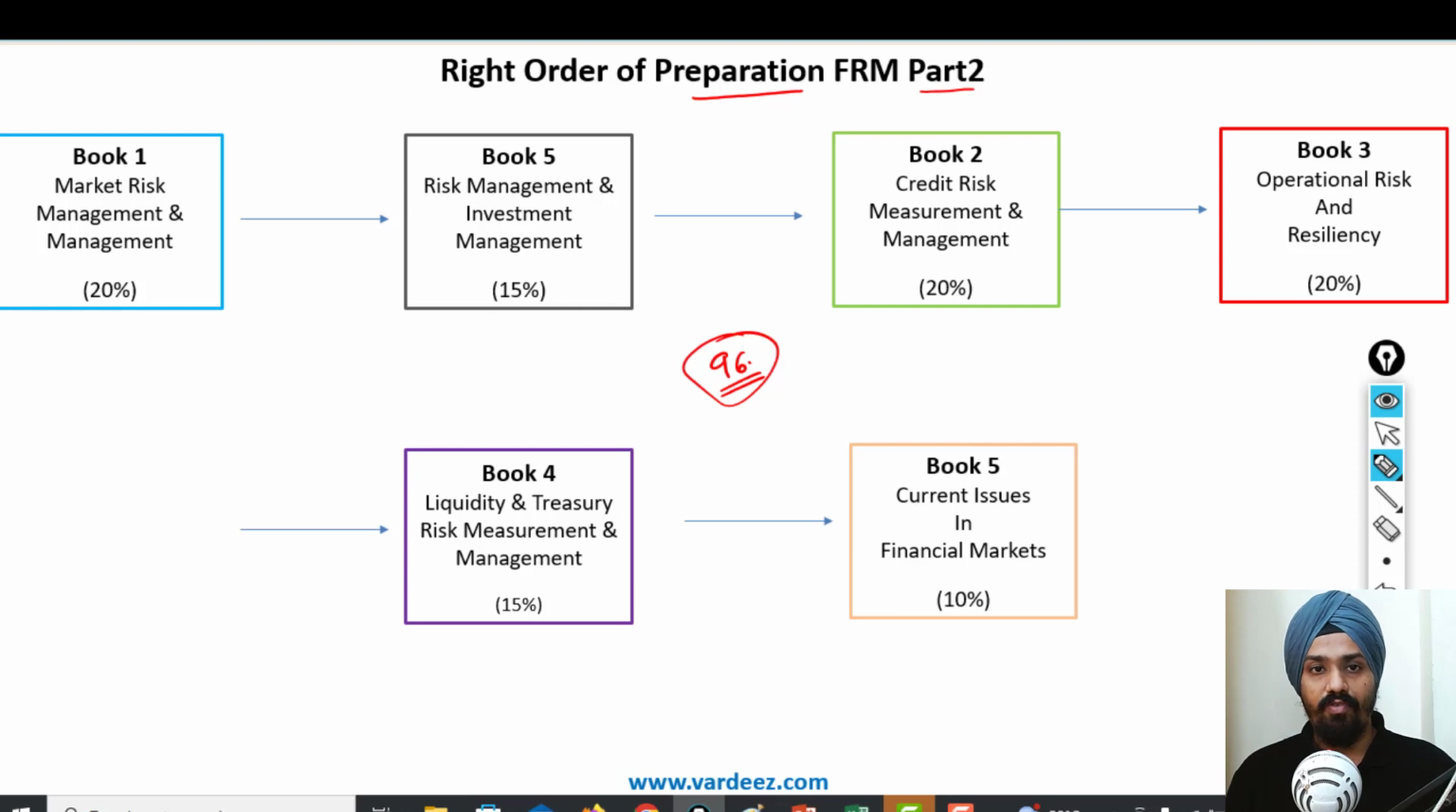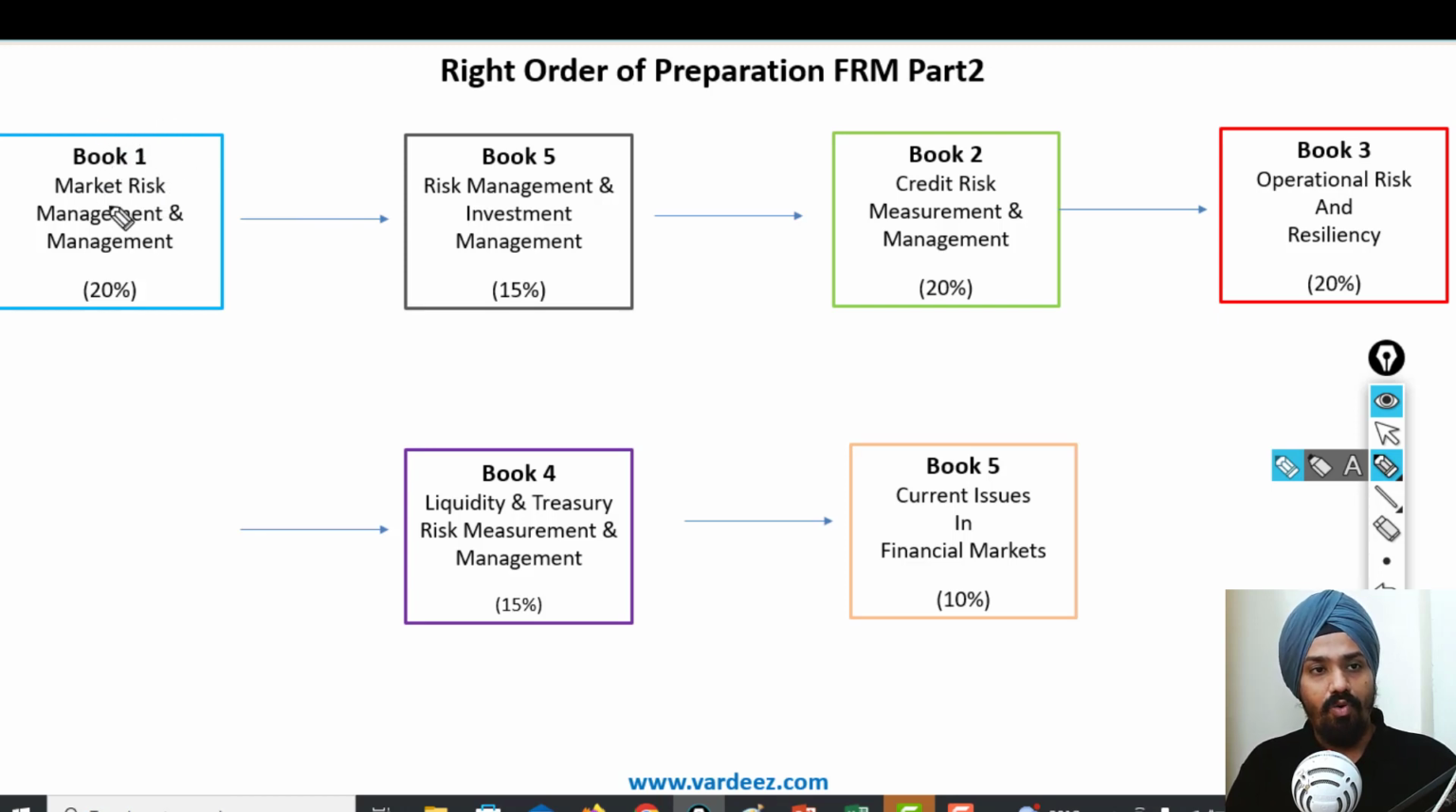across these 5 books. Now, as per the weightages, book 1 is market risk at 20%, then book 2 is credit risk, again 20%. Book 3 is operational risk, 20%. Book 4 is liquidity risk, 15%, and finally book 5, which is risk management and investment management. These two are combined, 15% and 10%, so overall it's a 25% weightage. So let's start with what you should be preparing.